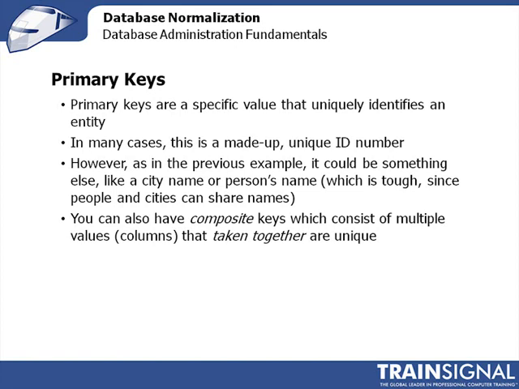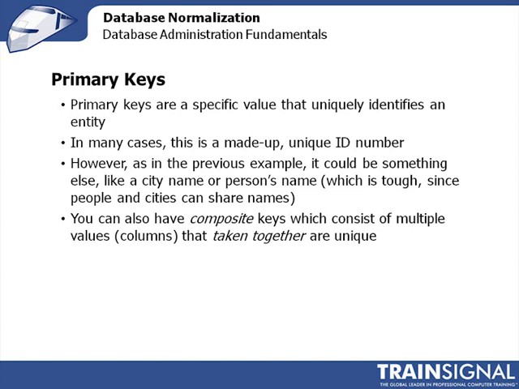That gets to be tough, though, because people in cities can obviously share names. There's more than one city named Las Vegas, for example, and simply using Las Vegas isn't really going to guarantee that that's a unique value. You could also have composite keys, which consist of multiple values or multiple columns that, taken together, are unique. There might be two cities named Las Vegas, but there's only one city named Las Vegas, Nevada. So if we had a city column and a state column taken together as a composite key, those could become a primary key, uniquely identifying a particular entity.